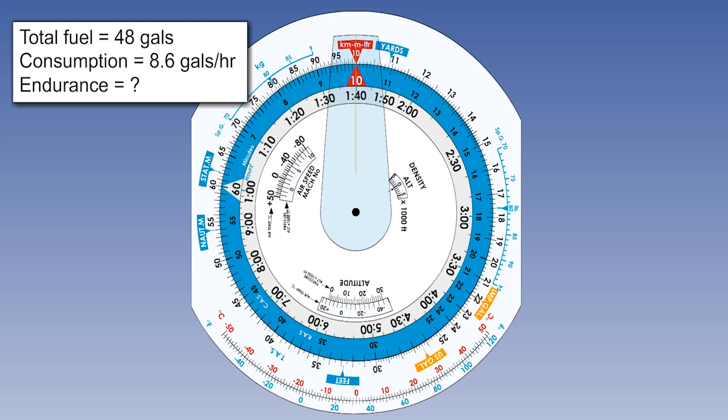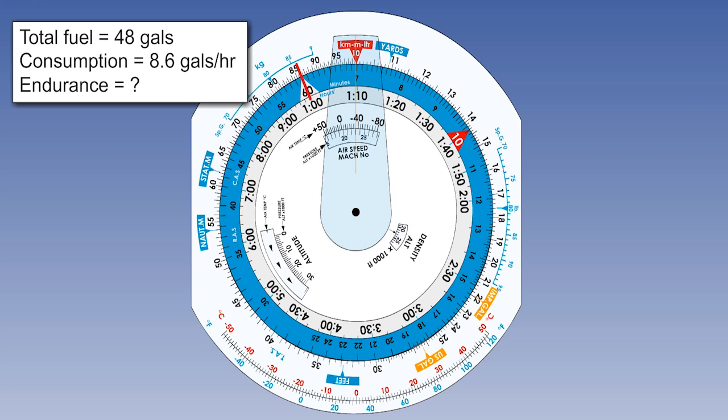What's the aircraft endurance given a total fuel of 48 gallons and a consumption rate of 8.6 gallons per hour? First, we'll get a ballpark figure. Mentally divide 48 by 8 to give us 6 hours endurance. Initially, align the 60 index on the inner scale with 86, representing the consumption of 8.6 gallons per hour, on the outer scale.